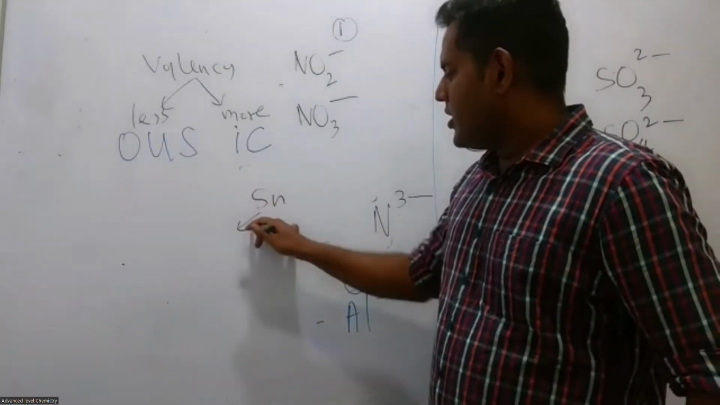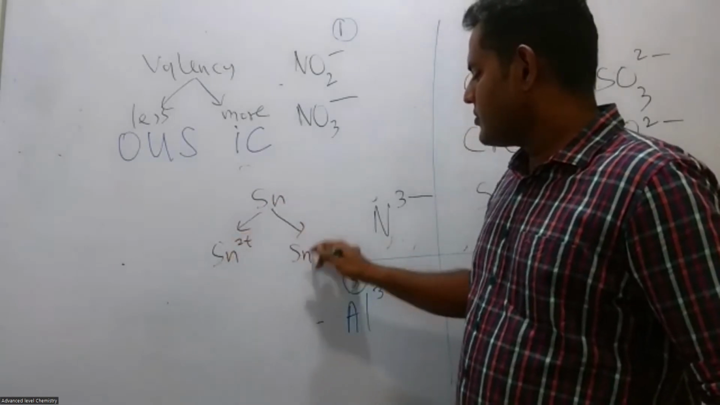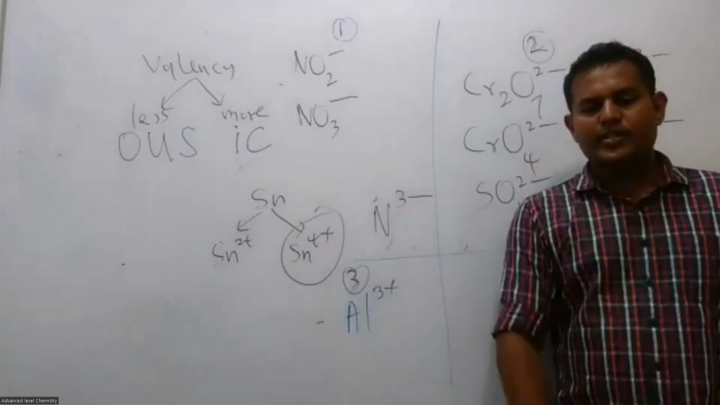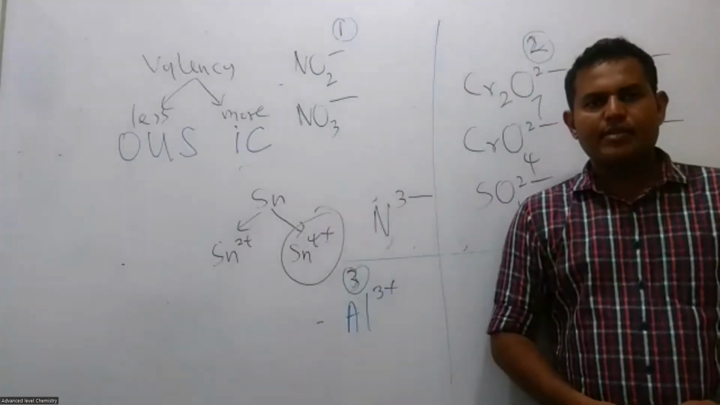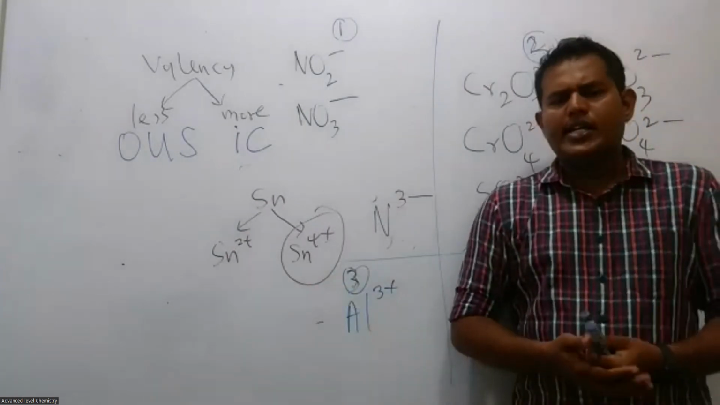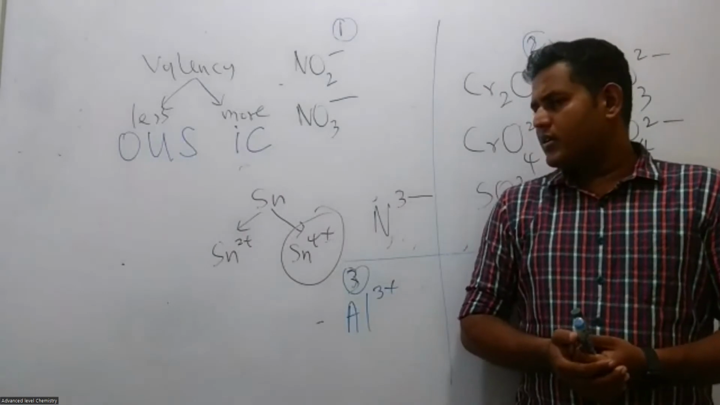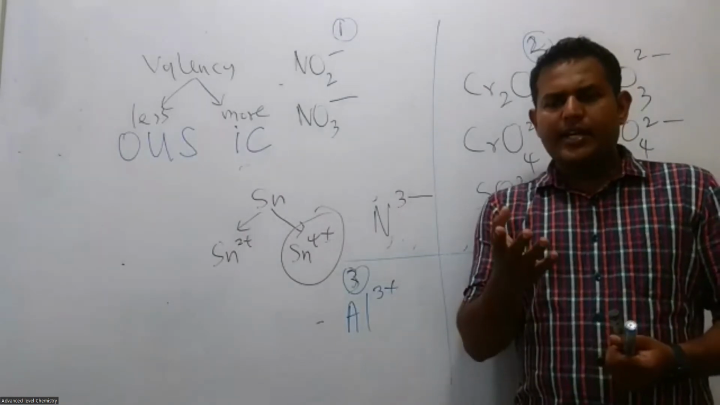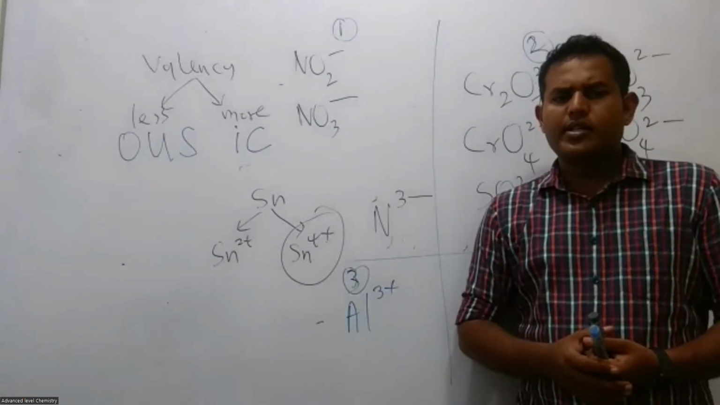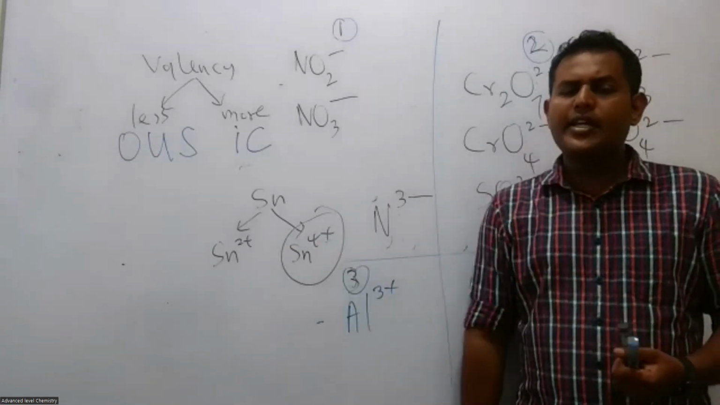What is this? What is meant by Sn4+? Sn means tin. Right? What is the Latin name? Stannum. Stannum. We have Sn2+ and Sn4+ with the Latin name and an -ic ending.